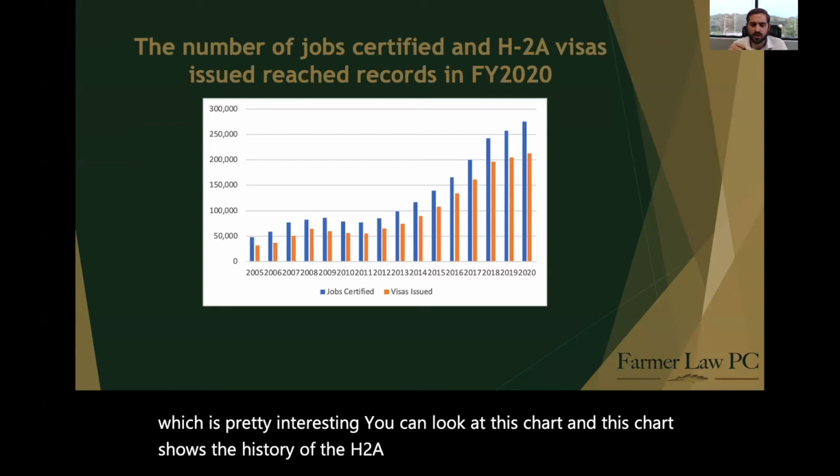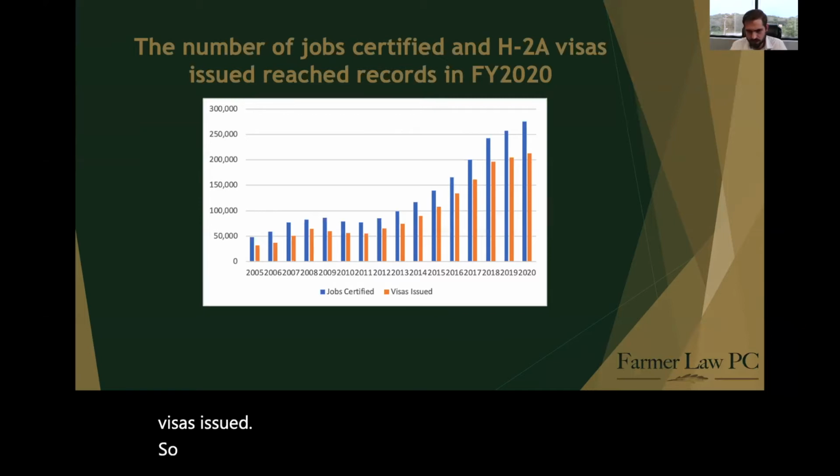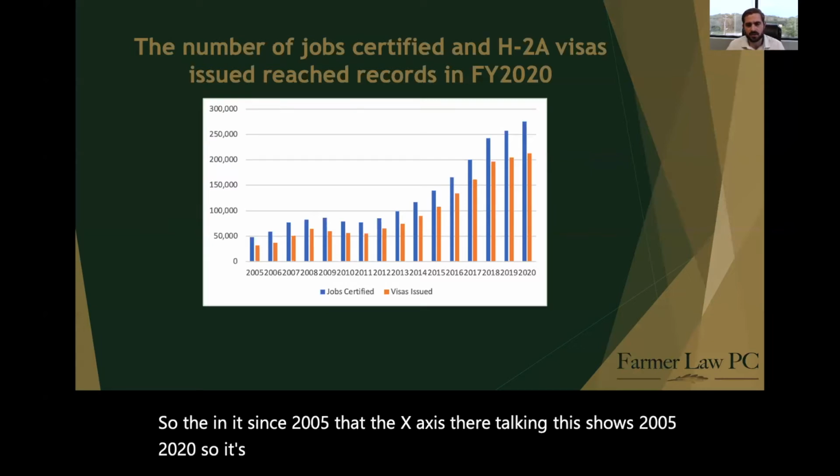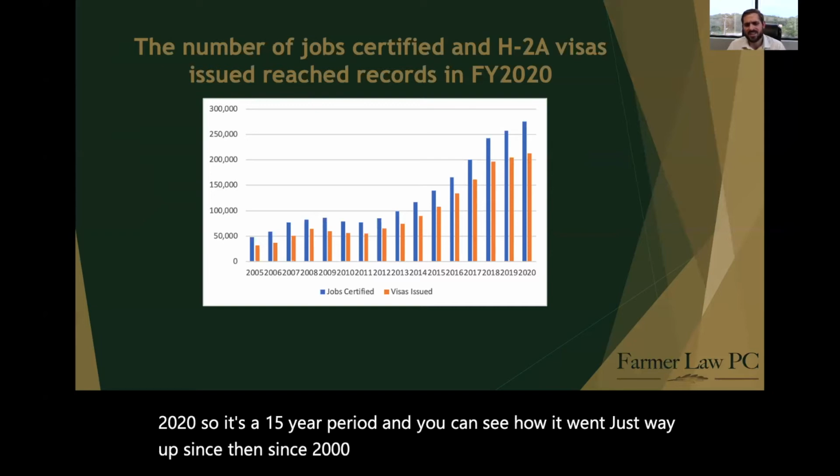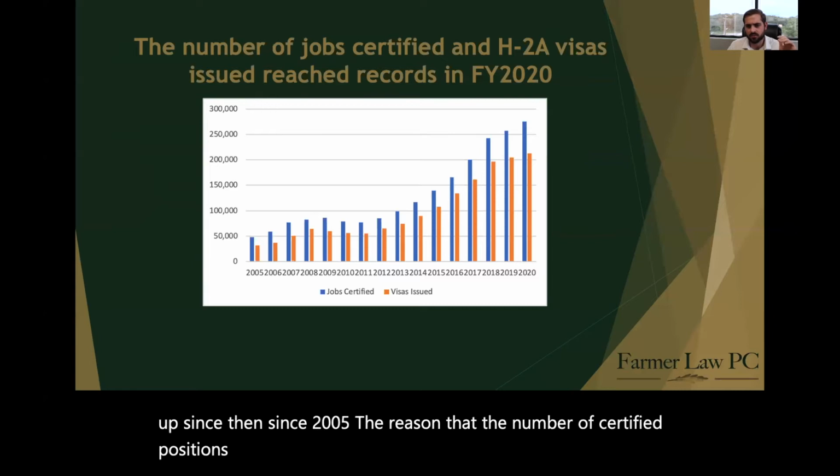You can look at this chart, and this chart shows the history of the H-2A visas that were certified, number of visas issued, since 2005. The x-axis shows 2005 to 2020, so it's a 15-year period, and you can see how it went way up since then. The reason that the number of certified positions is higher than the number of visas issued is because not every position certified actually turns into a visa.